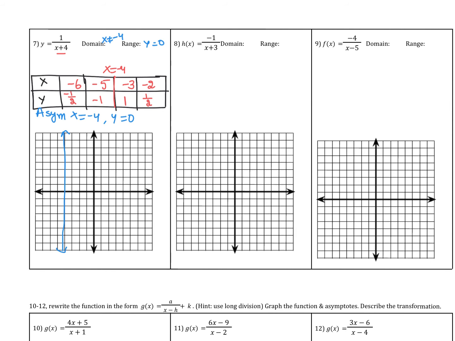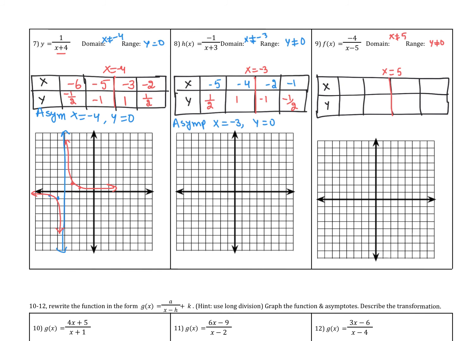Negative 6 comma negative half, negative 5 comma negative 1. And when you connect these points, you're going to get a graph that is a curve. Similarly, you're going to graph negative 3 comma positive 1 and negative 2 comma half, and that's going to be your curve.